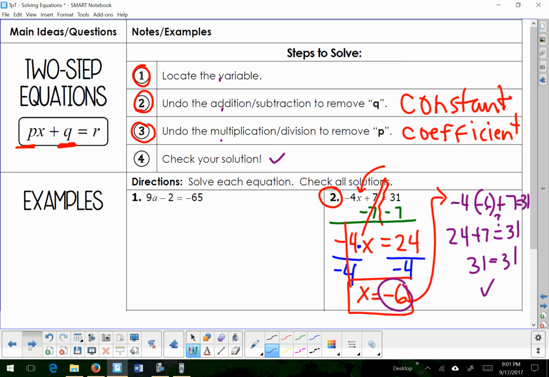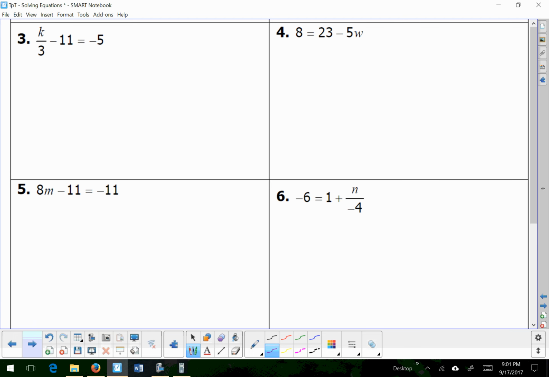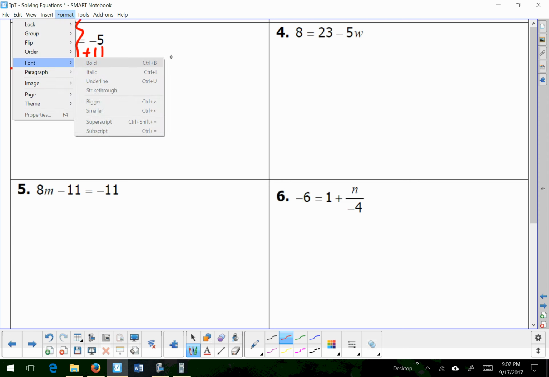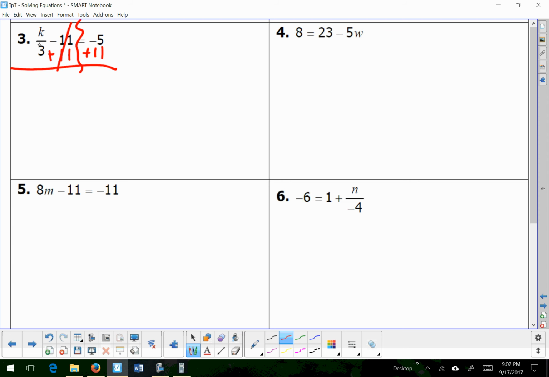Let's try question number 3 together. This one looks a little bit different. K divided by 3 minus 11 equals negative 5. First step, undo the constant. Add 11 to both sides of the equal sign. Cross off your inverses, rewrite your problem. K divided by 3 equals negative 5 plus 11.